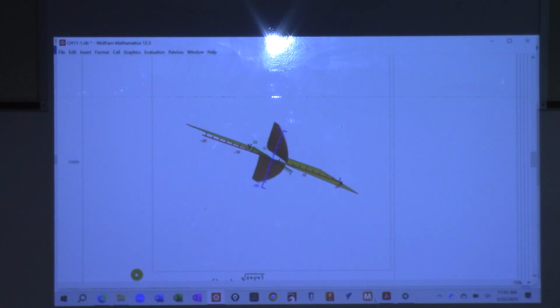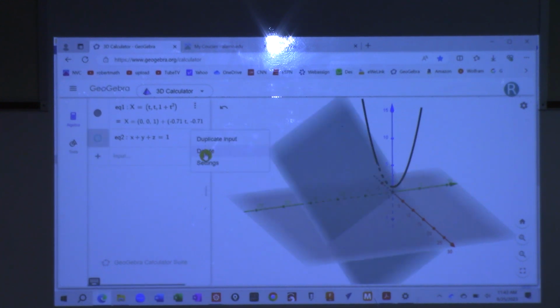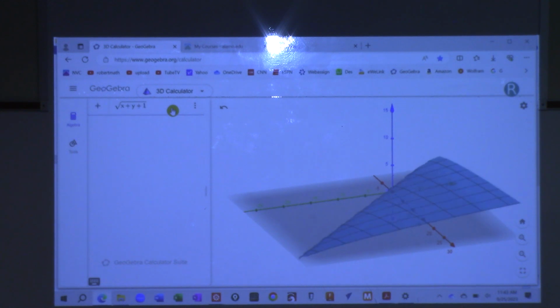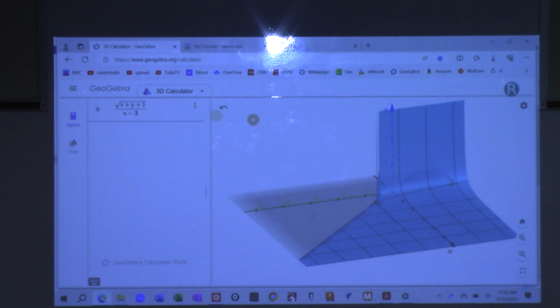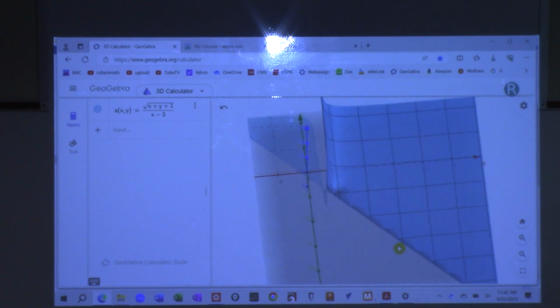See the computer try. Let's see GeoGebra try that one. I haven't done that here. Delete, delete, delete. Okay, it was square root of x plus y plus 1, I believe, and then divided by x minus 3. So there's GeoGebra's attempt at it.